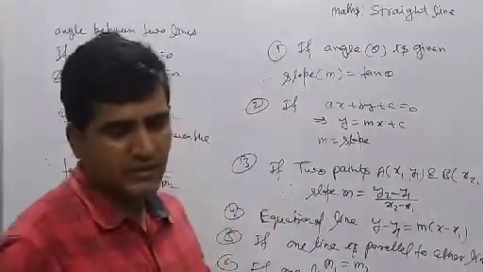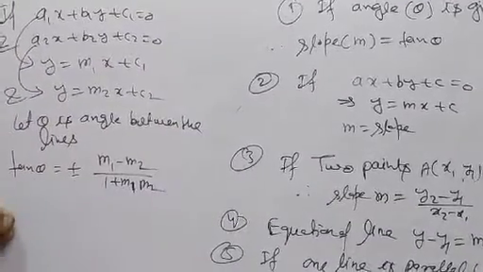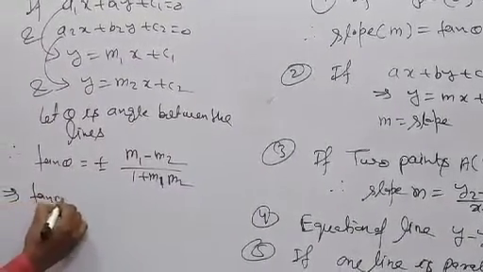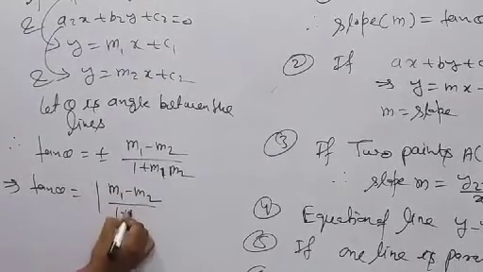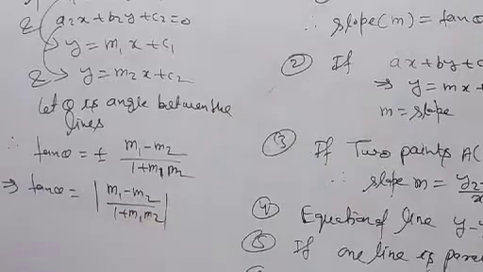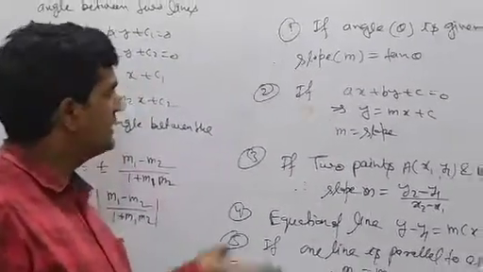Theta is equal to what? m1 minus m2 upon 1 plus m1 m2. There is plus and minus. Then we can write tan theta is equal to mod of m1 minus m2 upon 1 plus m1 m2. So these are very important formulas.